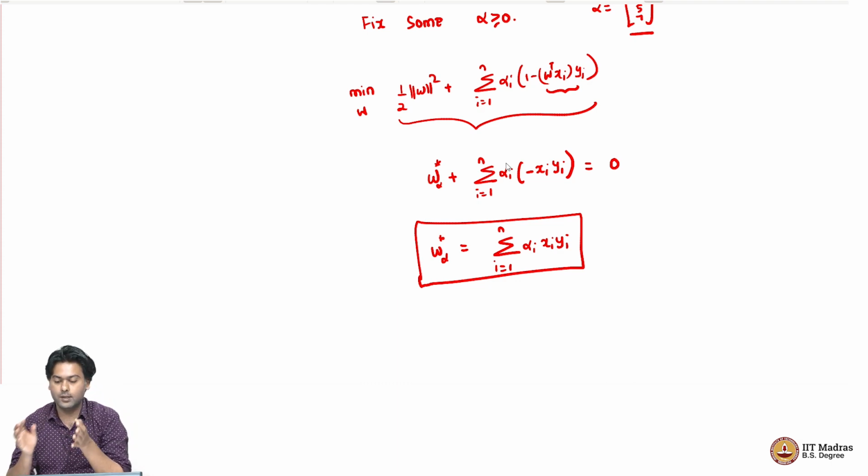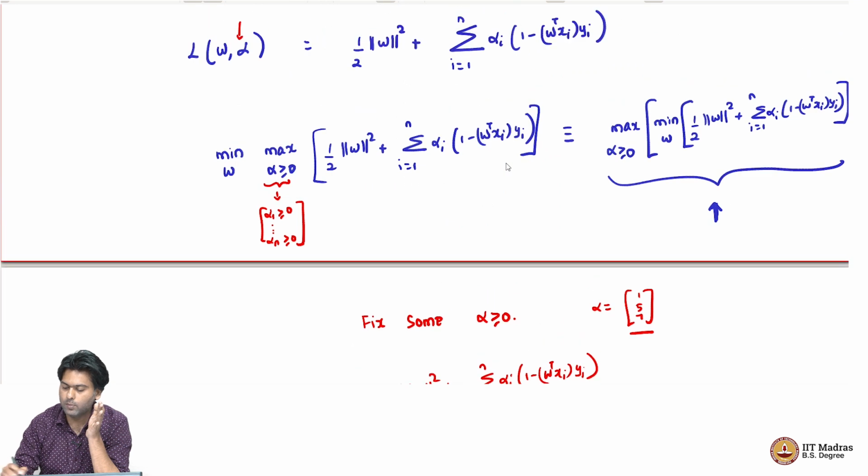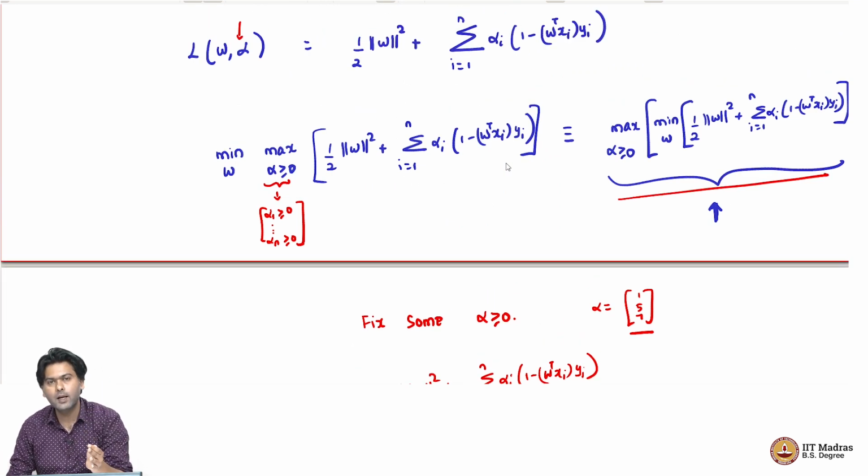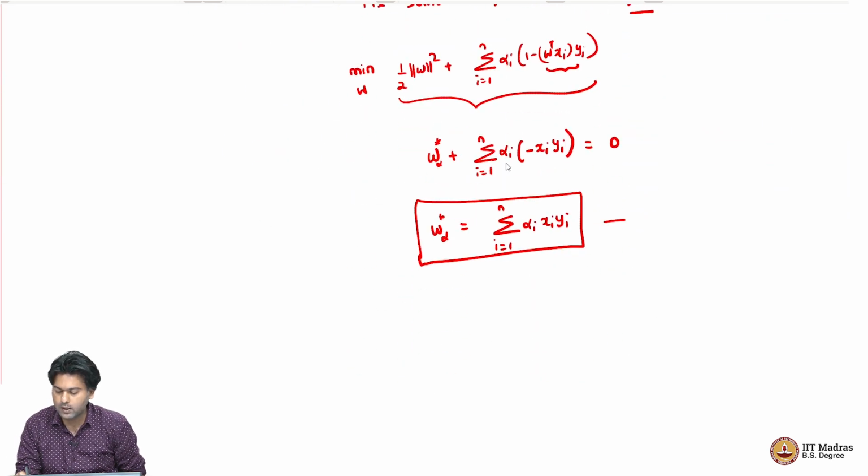Now what is this telling us? We wanted to solve this max min problem right here. The moment I fix an alpha, the w has a functional form that depends on this alpha. And the functional form is a nice one: the w that is best for the alpha that I give you is just linearly combining my data points with alpha. So it's just the sum over i equals 1 to n of alpha i xi yi.